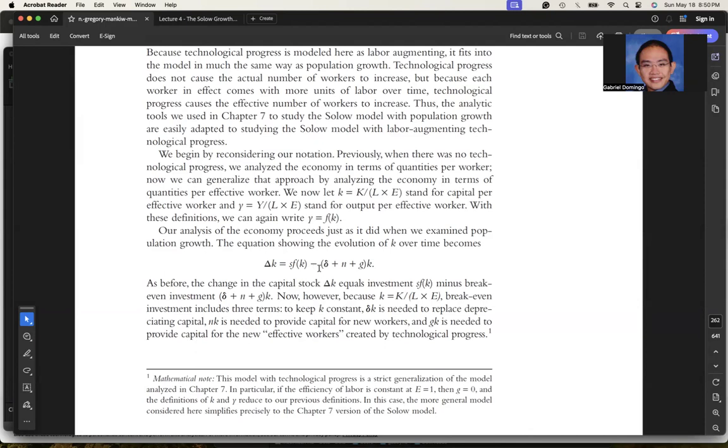And then you have to overcome these three things that we've said: delta, which makes your K smaller, and N plus G, which makes your K smaller also because it increases your E times L. So this is your delta K. Remember, this is also governing how fast you're growing. If delta K is growing, then delta Y is also growing, right? And at the steady state, your delta K is no longer growing, and your delta Y is no longer growing.